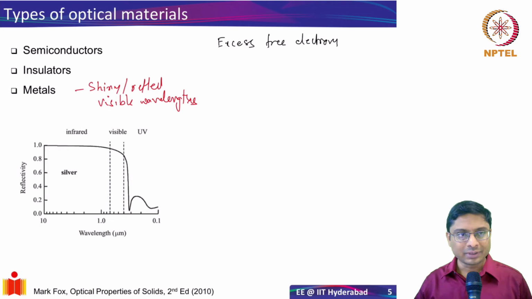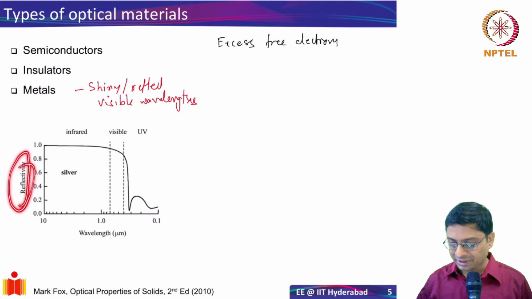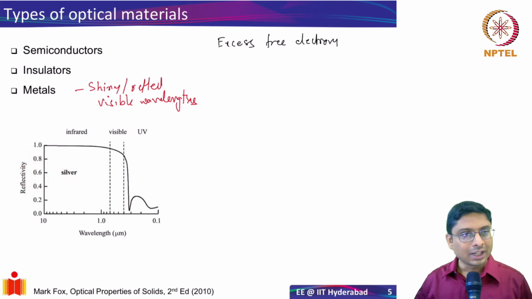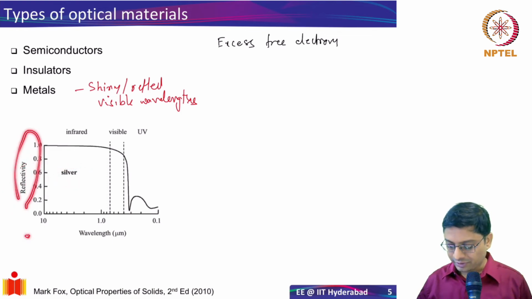metal. In case of semiconductors, the electrons are actually bound to the nucleus. Okay, so these are bound electrons, whereas in metals the electrons are free to move about anywhere they want, and so the response because of that will be different. Okay, how different? Well, you see here the reflectivity of a metal, in this case silver, as a function of wavelength.